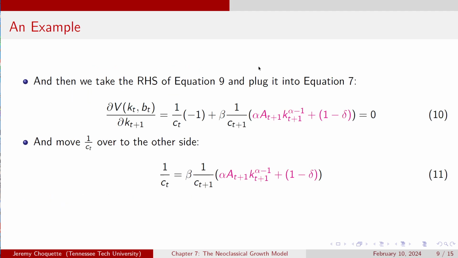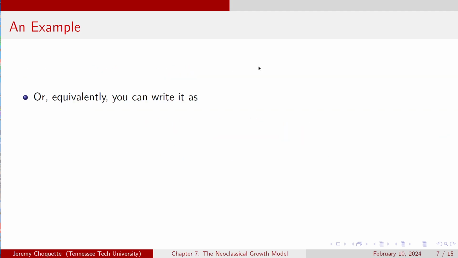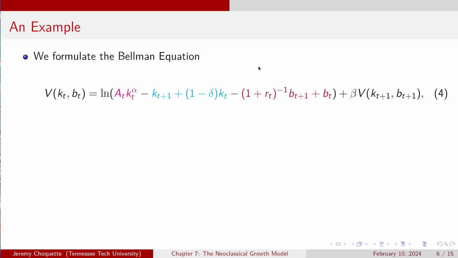Why do I get 1 over ct? Well, let's go back to our Bellman equation again and take a look. The natural log of all this stuff is all consumption, right? So the derivative of this is 1 over ct times the derivative of the inside. What's the derivative of the inside?